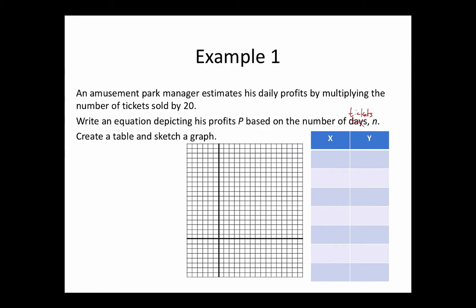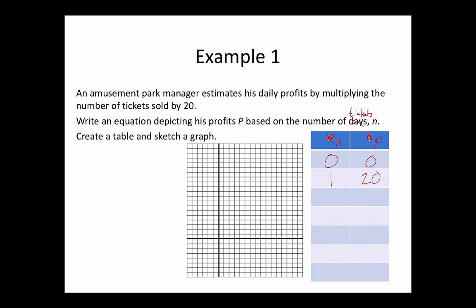We're asked to create a table and sketch a graph. So kind of starting off with this, I'm going to change x to our number of tickets, and then y we're going to change to our profits. So our number of tickets is going to tell us how much profit we're going to make. Now, if we sell 0 tickets, we're going to make $0. That just makes sense. If you sell 1 ticket, you're going to make $20. Hopefully we're not going to go up by ones, because that's too low.